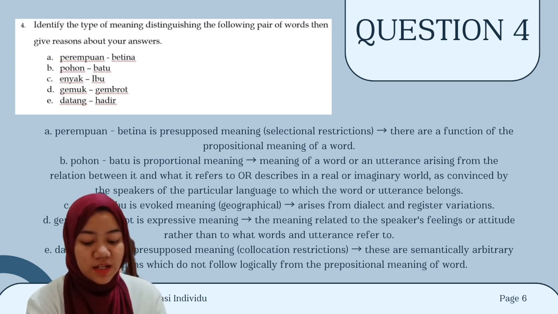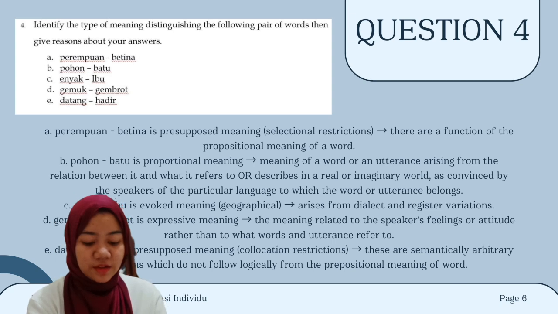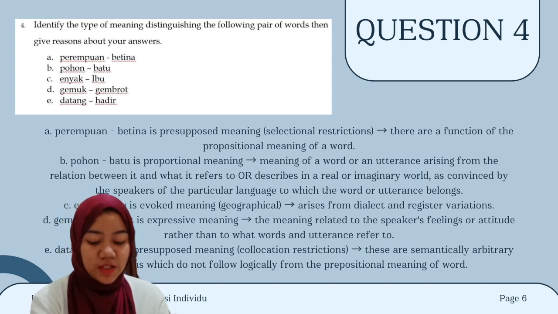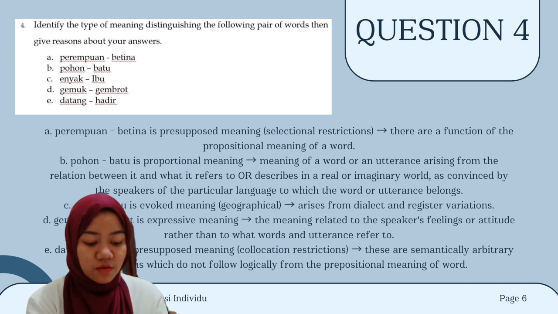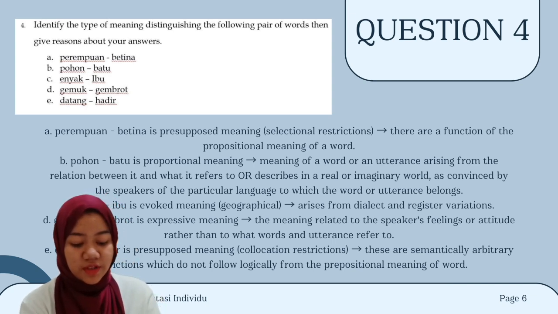And the last one is datang and hadir. It is presupposed meaning, collocational restrictions. These are semantically arbitrary restrictions which do not follow logically from the propositional meaning of a word. Why is it presupposed meaning? Because both words can mean to come or to arrive, and hadir also implies being present or attending, especially in formal contexts.